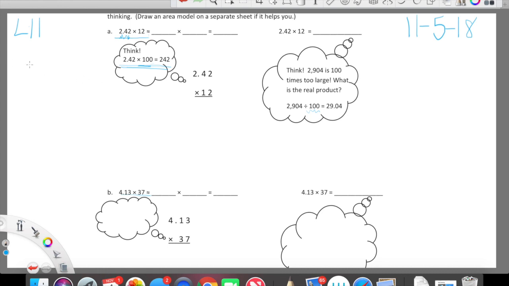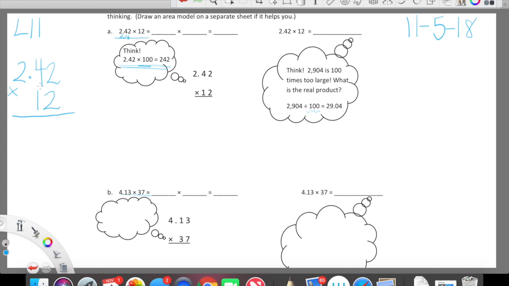I'm going to rewrite this just because I want to have enough room. The directions tell us to draw an area model if that helps us, and we have thought bubbles in which we examine the thought process of this strategy. But let me show you what we're going to do. We have 2.42 times 12. That's the original expression.